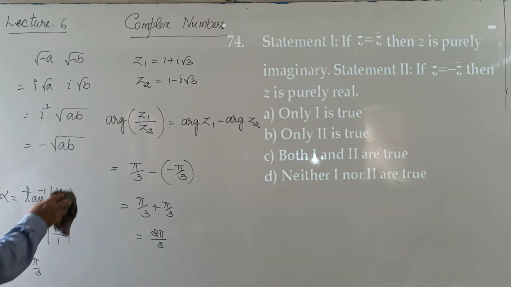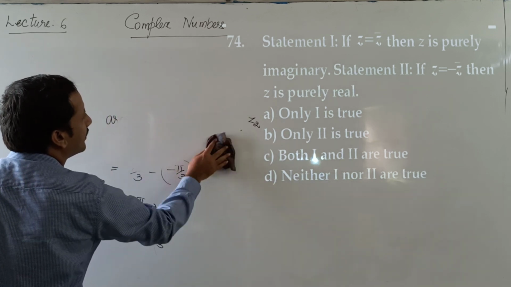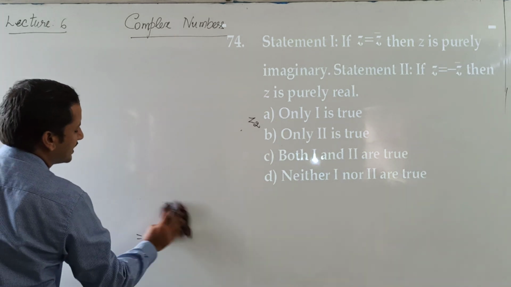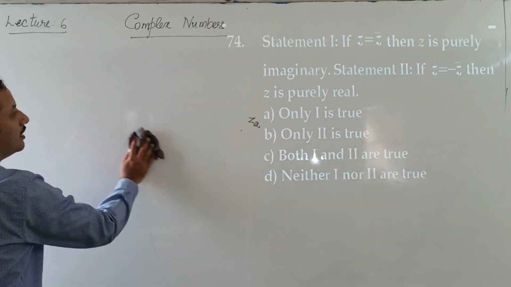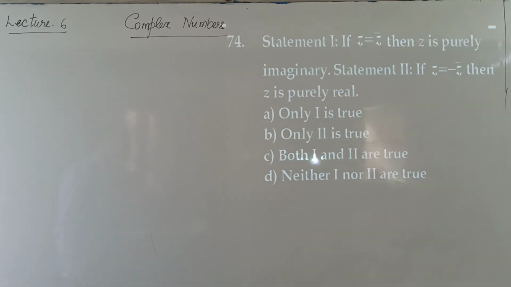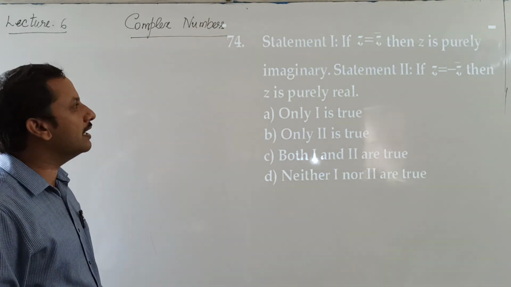Okay. Here is the next question. Here also there are 2 statements given. Now we have to verify which of them is correct and which is wrong. Statement 1: If z is equal to z bar, then z is purely imaginary. Statement 2: If z is equal to minus z bar, then z is purely real.